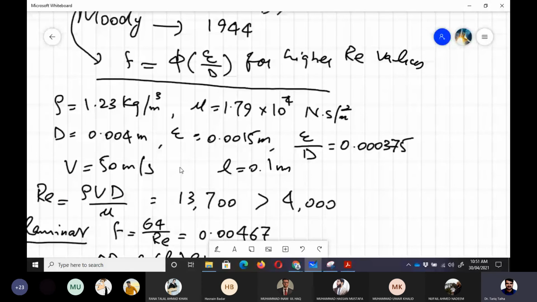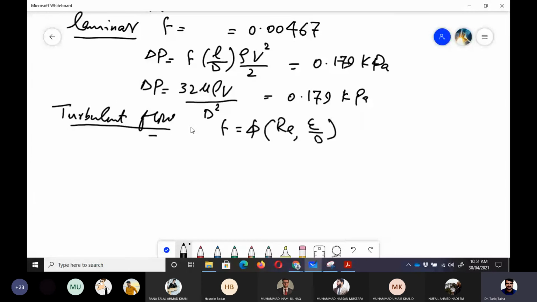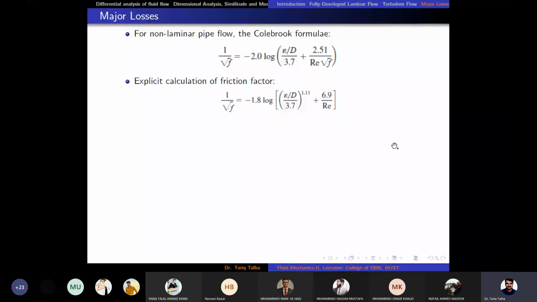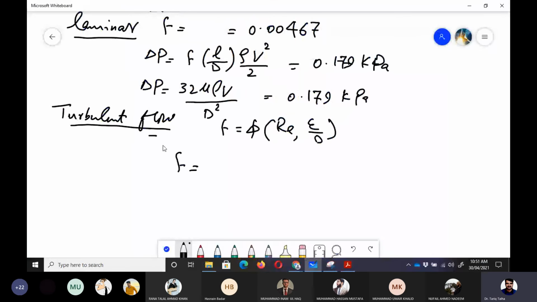So if we use those Colebrook relations, we can find the value of friction factor. I am talking about these two relations. They are on the next slide. So we know epsilon upon d value is 0.000375. Reynolds number is 13,700. So if we put the values and do the calculation, the f value, which is the friction factor value, comes out to be 0.028.